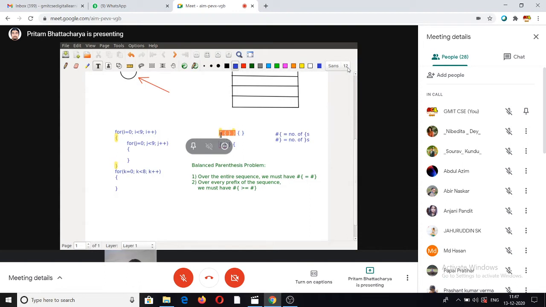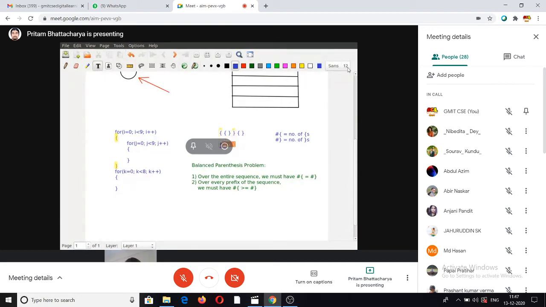Take a prefix of length 4, it's 2 and 2. It's okay even if they're equal. It just needs to be greater than or equal to; it cannot be strictly less than. Then take the prefix of length 5. The number of opening is 3 and the number of closing is 2, so it still follows. And finally, the entire string is a non-trivial prefix of itself, so here again it's equal. So for this sequence of opening and closing braces, both conditions are satisfied, and this is a valid sequence.